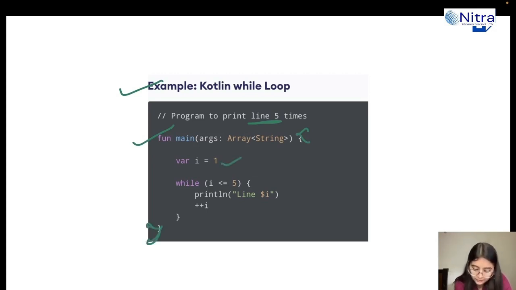So we created a variable where I is equal to 1, and then while I, that is this variable, is less than or equal to 5, you have to keep on printing this thing. And every time you are inside the while loop, you are incrementing the value of I as well.